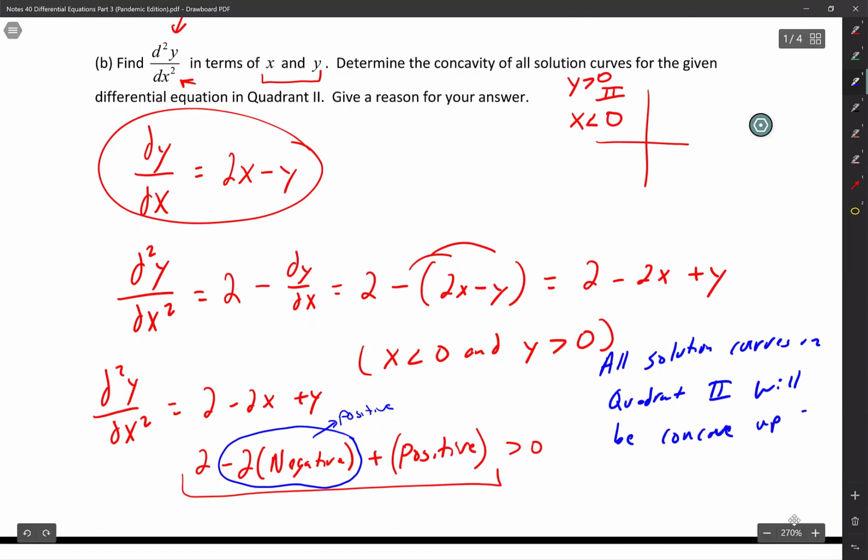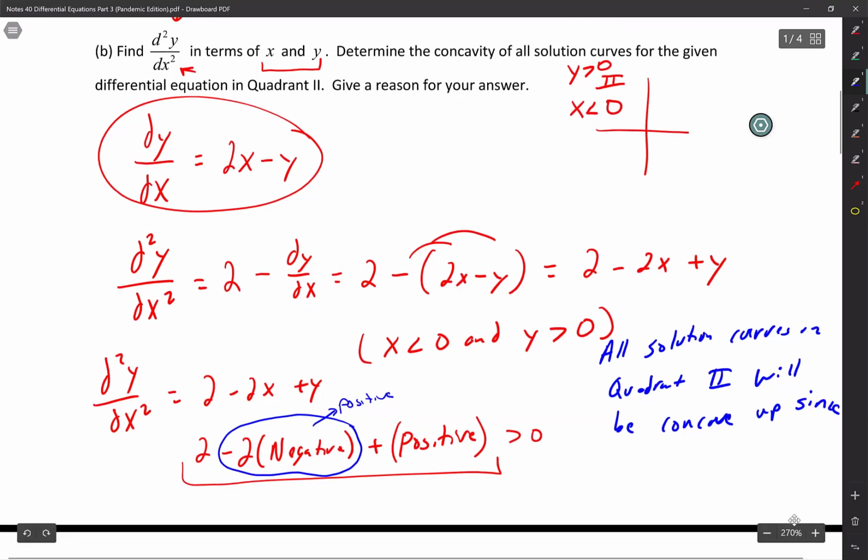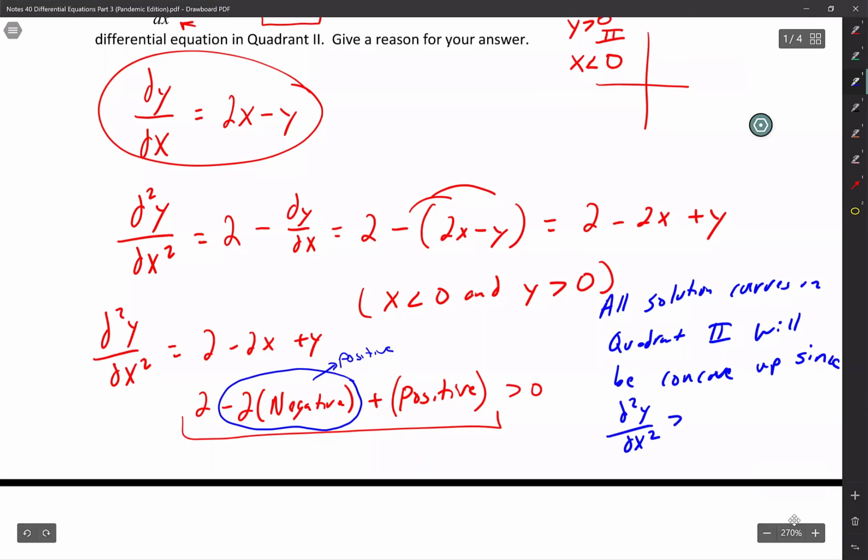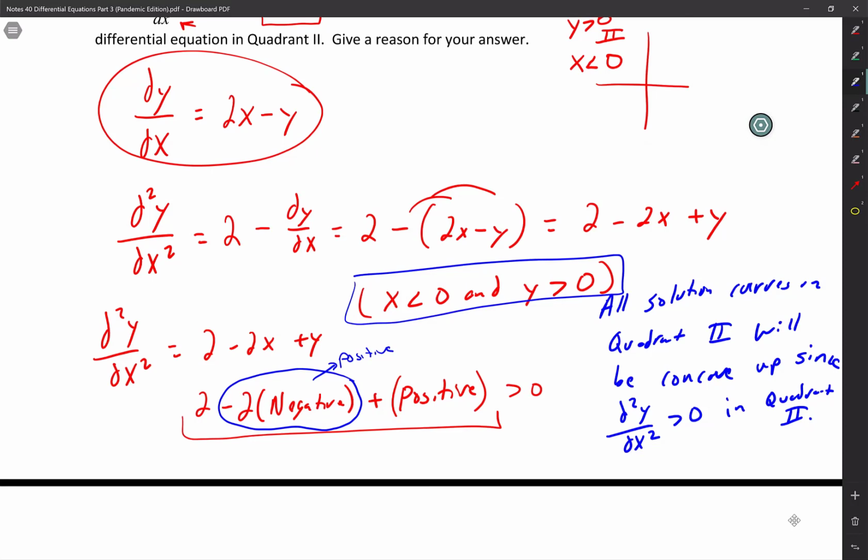Concave up, since the second derivative is always positive in quadrant 2. There it is. I think that's full credit. The author or the reader can see that you wrote that x is less than 0 and y is greater than 0 for quadrant 2. They see that little work down here, and they see that that's always greater than 0. Perfect. You got it. Do you guys feel fabulous?